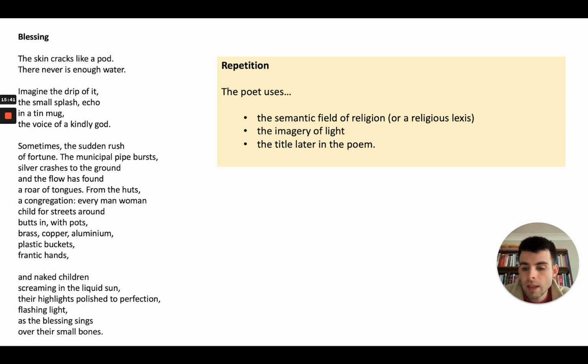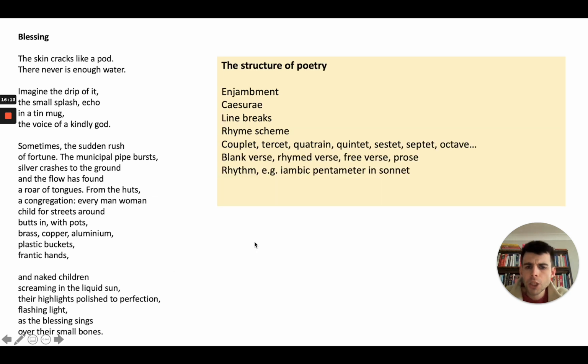The imagery of light emerges towards the end of the poem with liquid sun, highlights, flashing light, so polished. So you've got the idea of light at the end, and especially if you're saying that in the final stanza there's lots of imagery to do with light, you are saying something structural about the poem. And also here, particularly, the title later in the poem. Where does the title emerge again in the poem? That's worth considering.